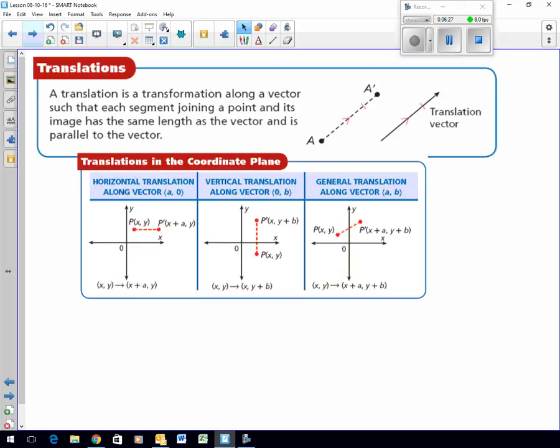All right, next, we talked about the translation. Translation. You move along a vector. Each segment joining a point and its image has the same length as the vector and it's parallel to the vector. Right? A couple keywords in there, right? Parallel.